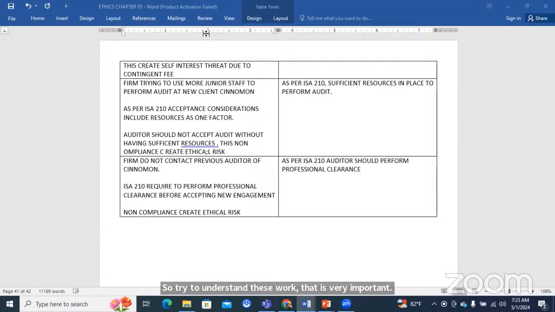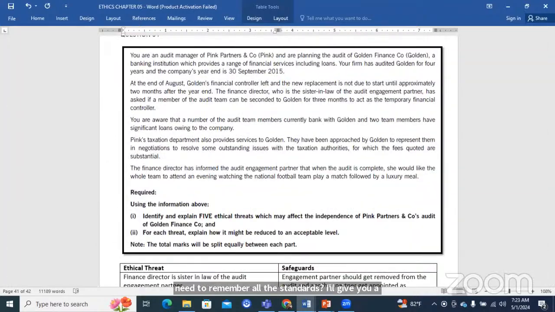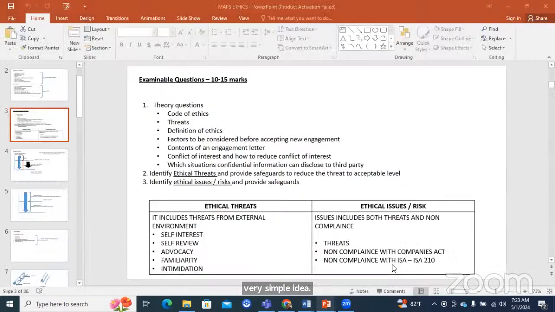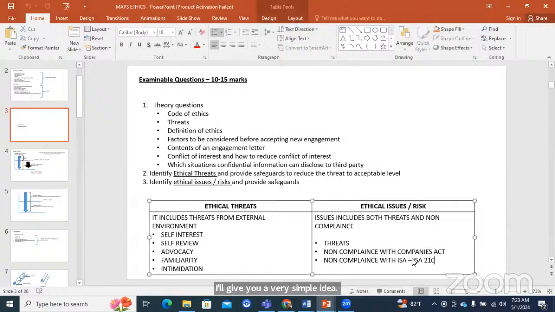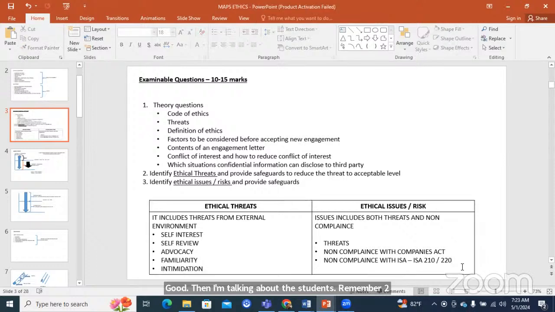Right. And one more thing. Some students always ask, sir, do I need to remember all the standards? I'll give you a very simple idea. When I am talking about the students, remember 2 standards only. One ISA 210, the other one is ISA 220. These 2 standards are tested. All of your compliance related problems come from 2 standards only. ISA 210 and 220. 210 is acceptance consideration that comes along with ethics. 220 is quality control. Only these 2 standards are tested by exam.